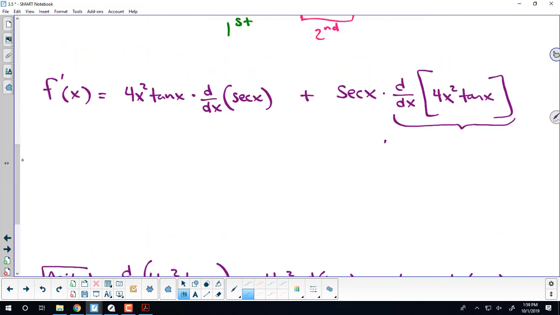So all of this is 4x squared secant squared plus 8x tangent x. And then, of course, the derivative of secant, as we saw last example, is secant tangent. So that's how you would handle those. Does anyone have any questions?